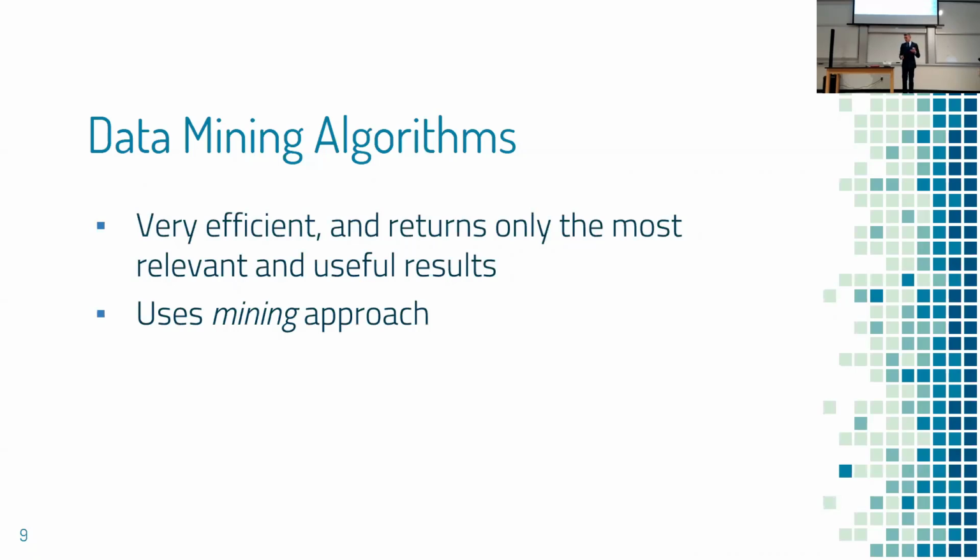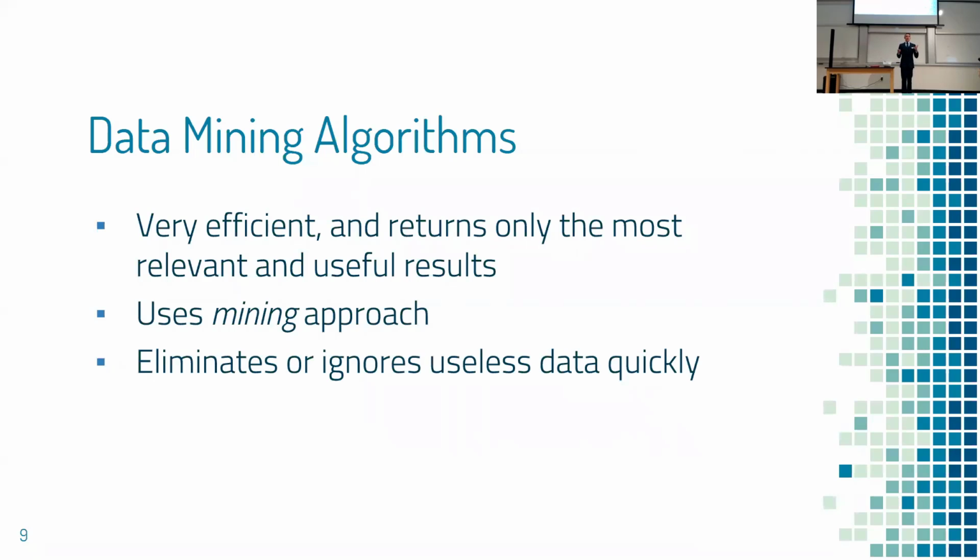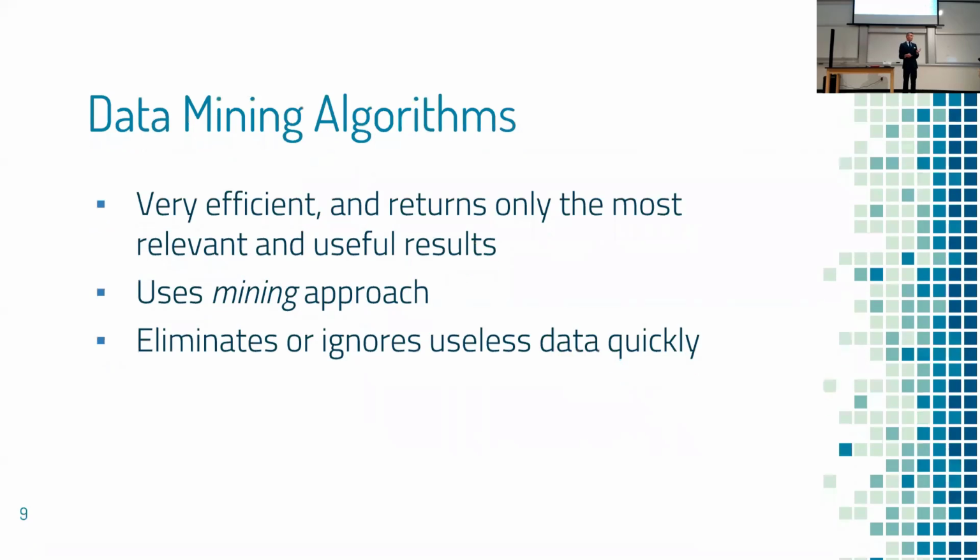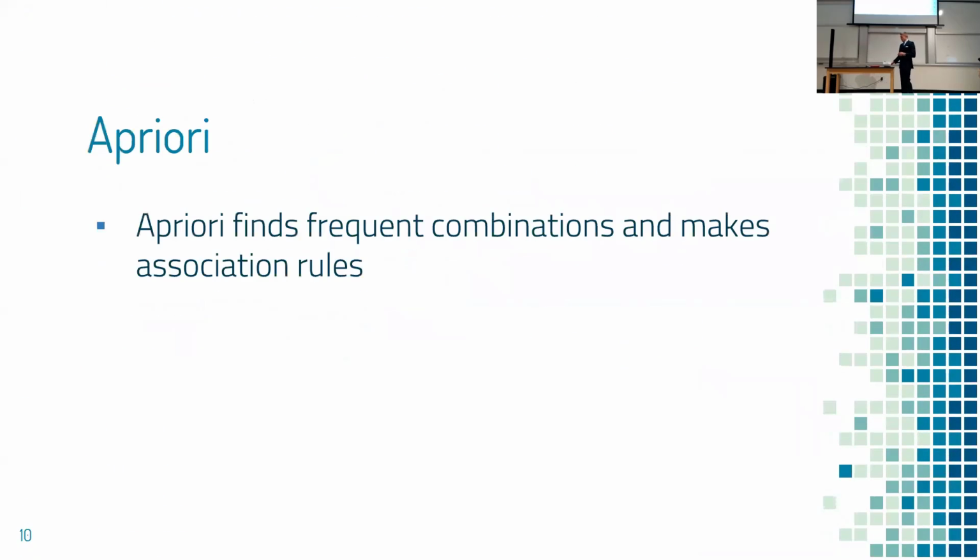They use a mining approach, so only going for the things that they want to find and ignoring all of the other data. And it eliminates everything that it doesn't want very quickly, and that's what makes it efficient. So, Apriori is an example of a data mining algorithm.